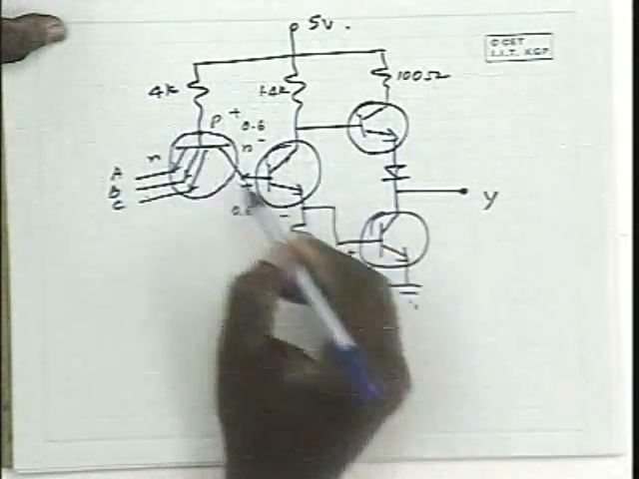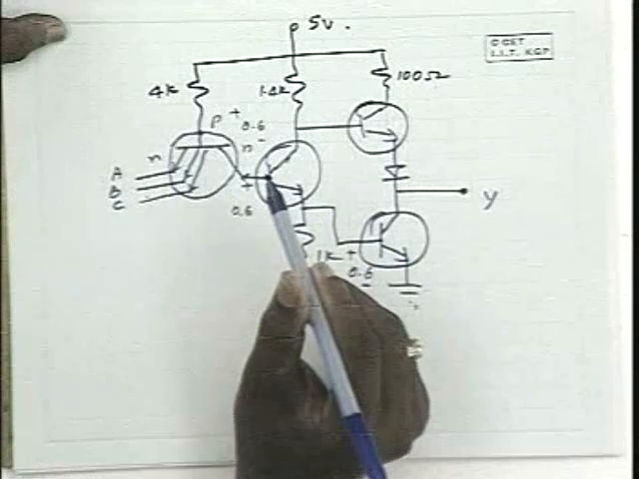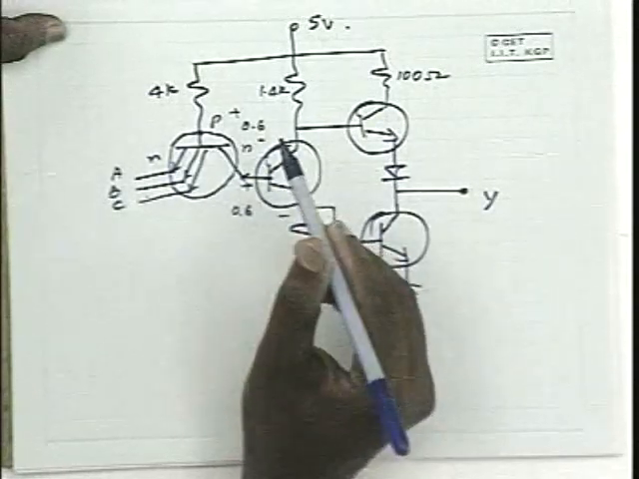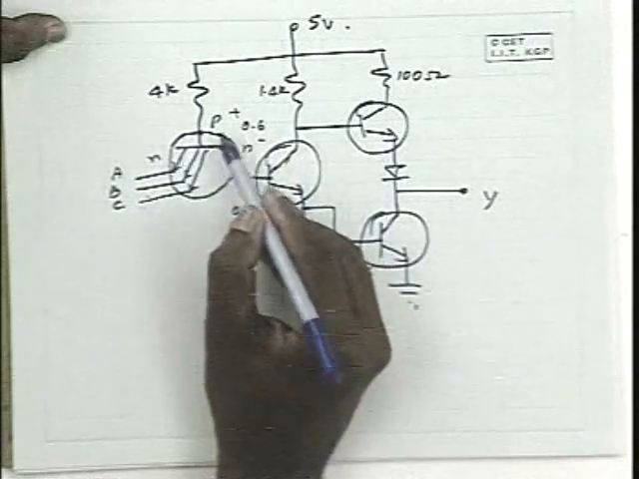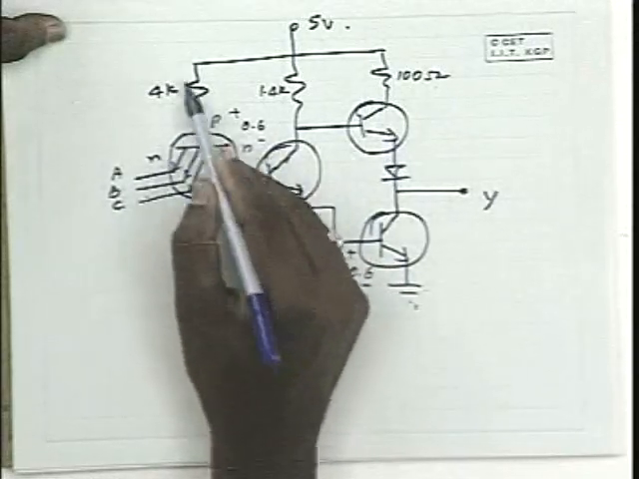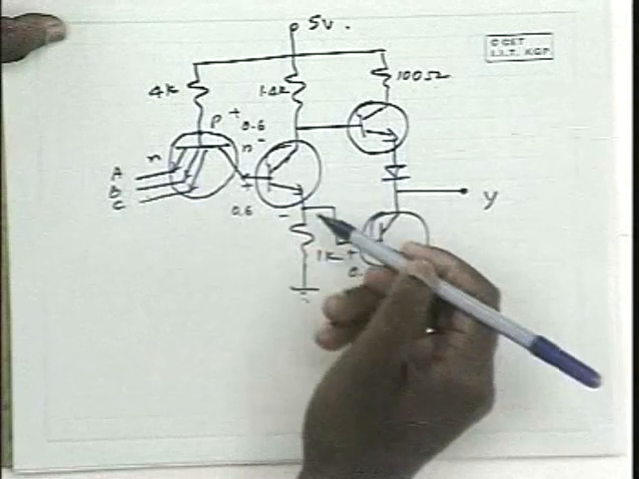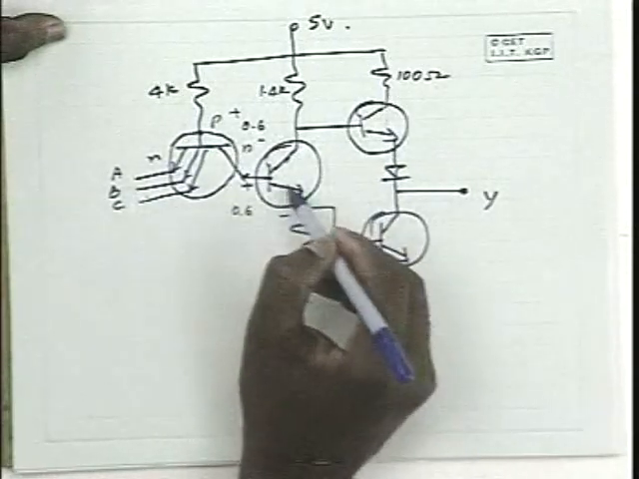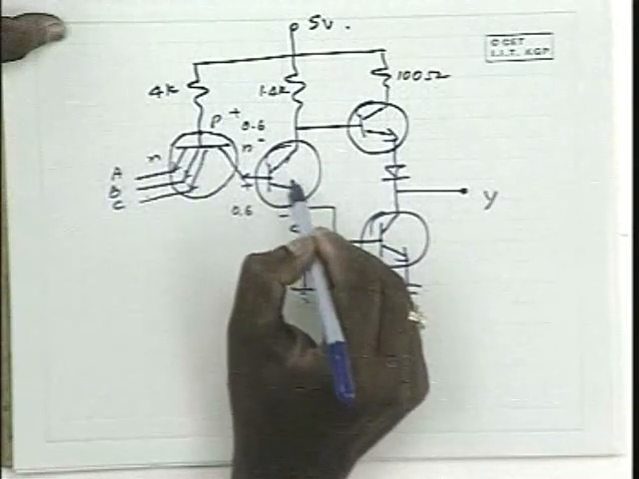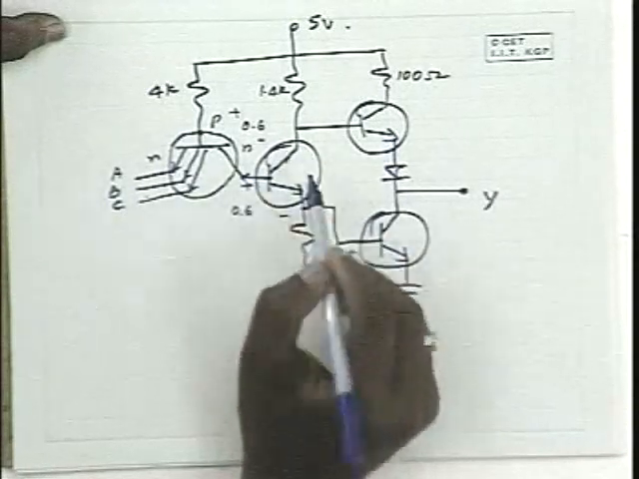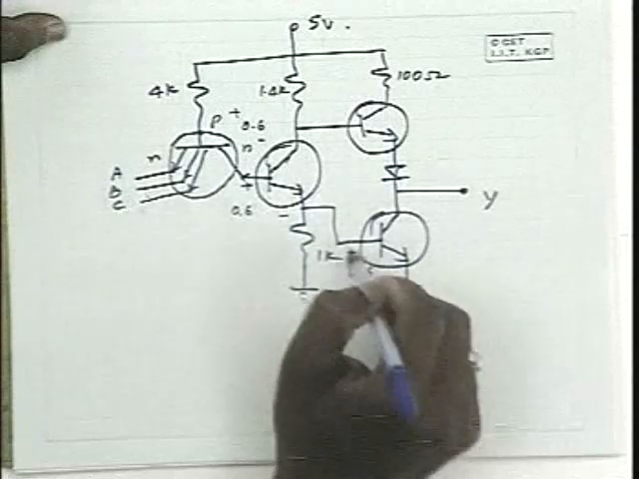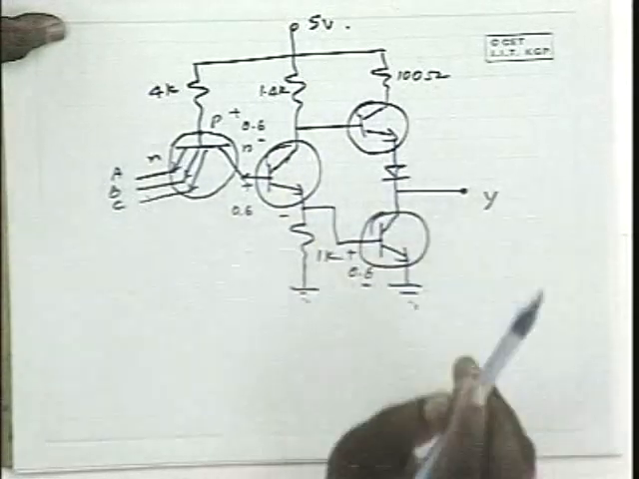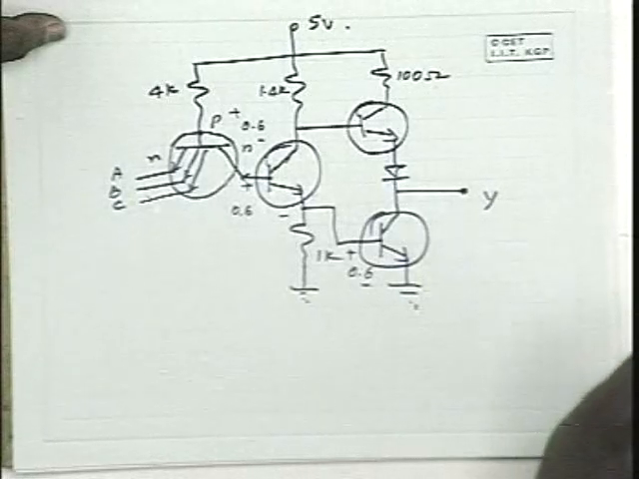So can it allow any current to be drawn out of the base? It doesn't allow any current to be drawn out of the base. Therefore, the collector current is almost zero. And this one acts like a PN junction and it conducts. And when you try to draw a current out of the base of an NPN transistor here, this transistor goes off. Therefore, this is also off. Hence, this one conducts and you will get logic level 1 at its output.